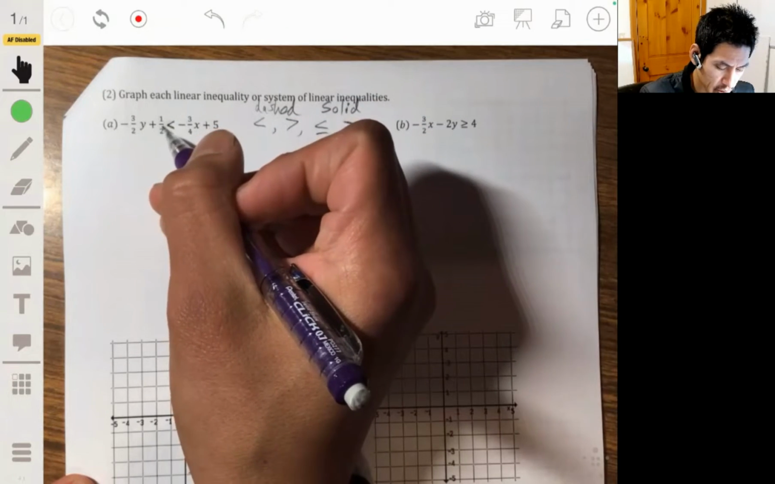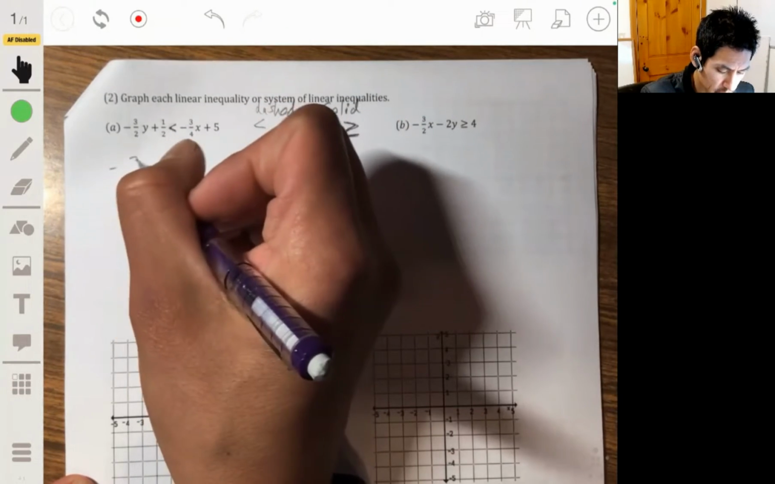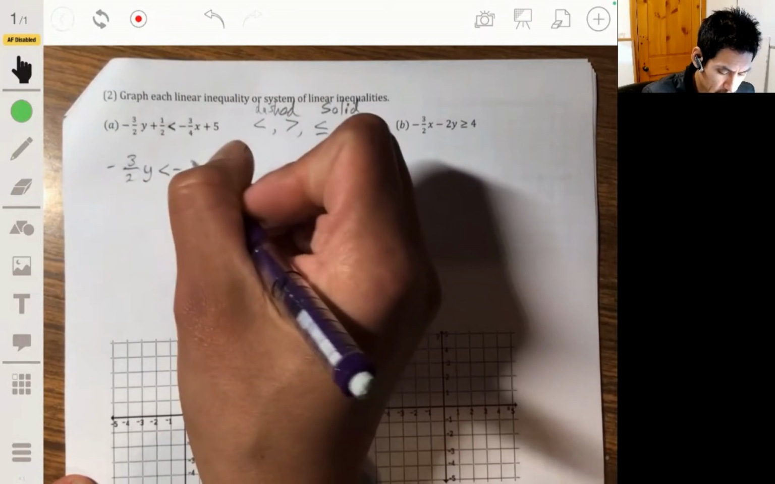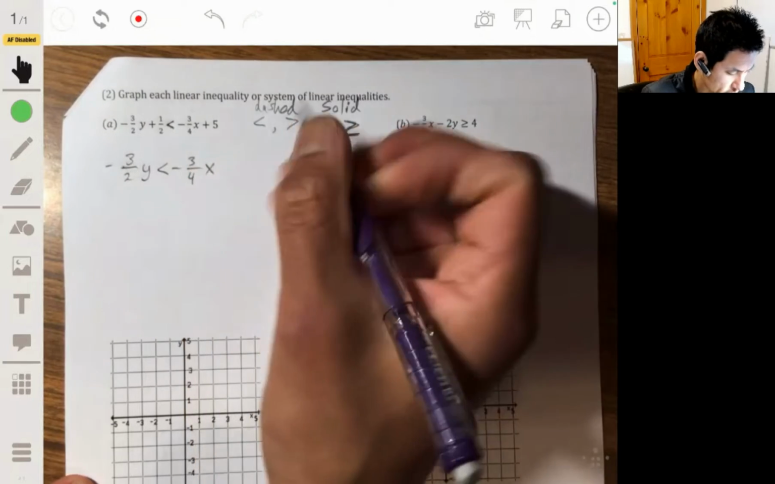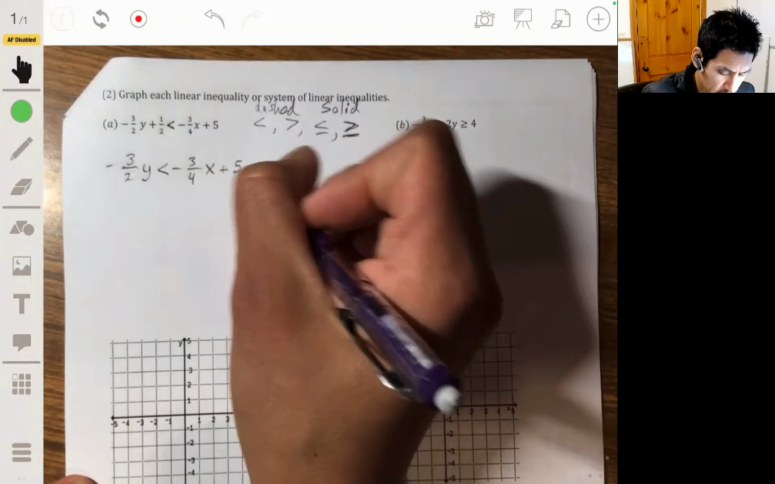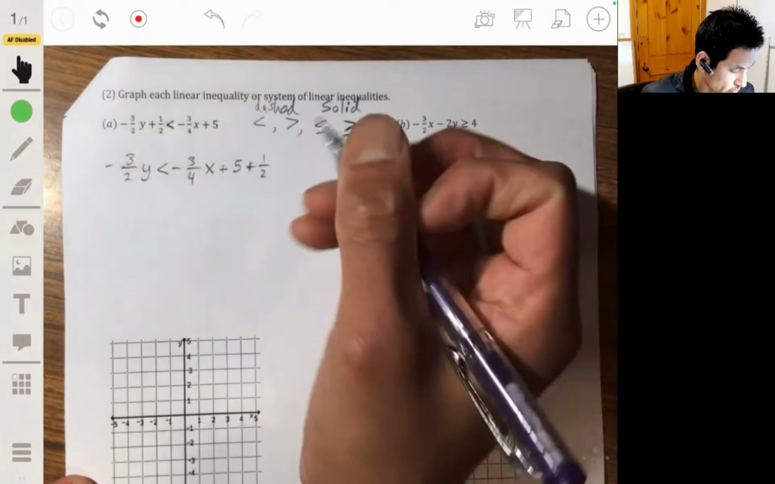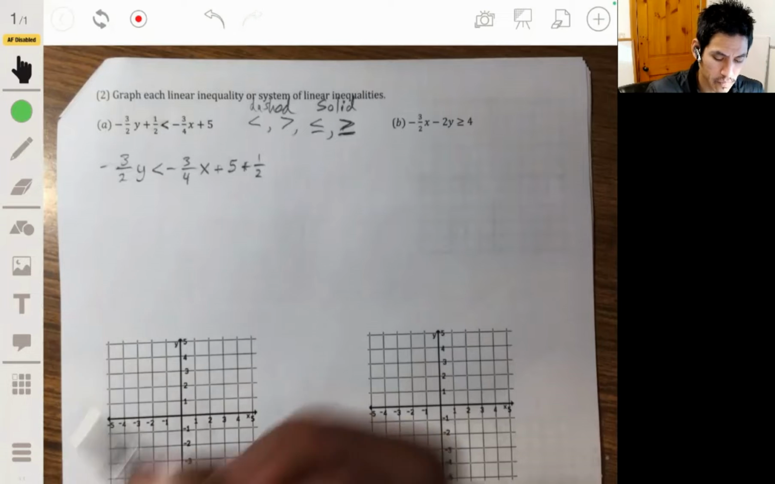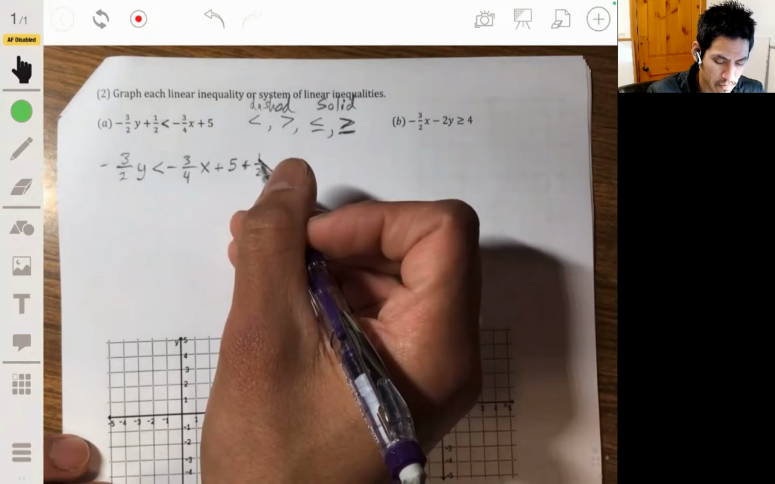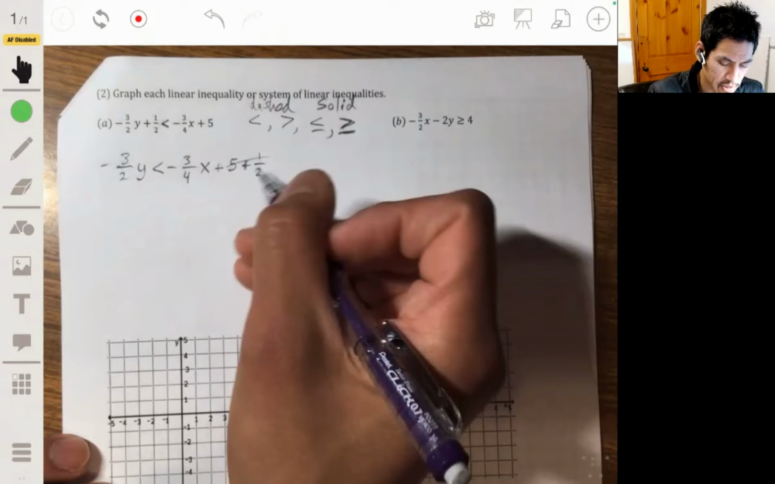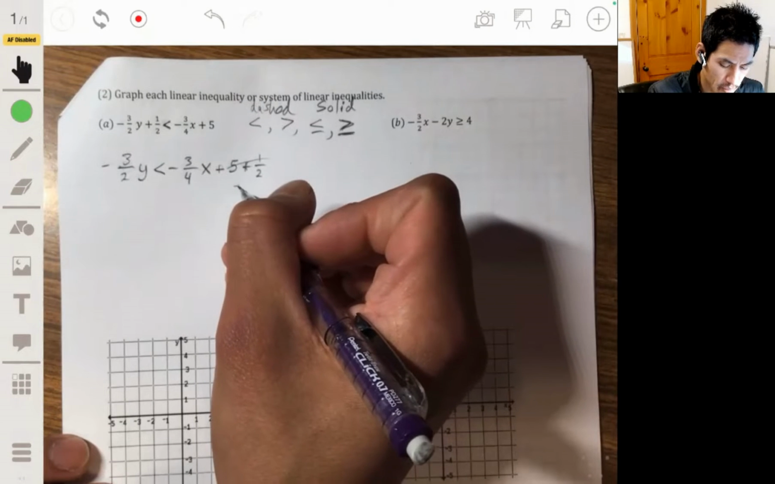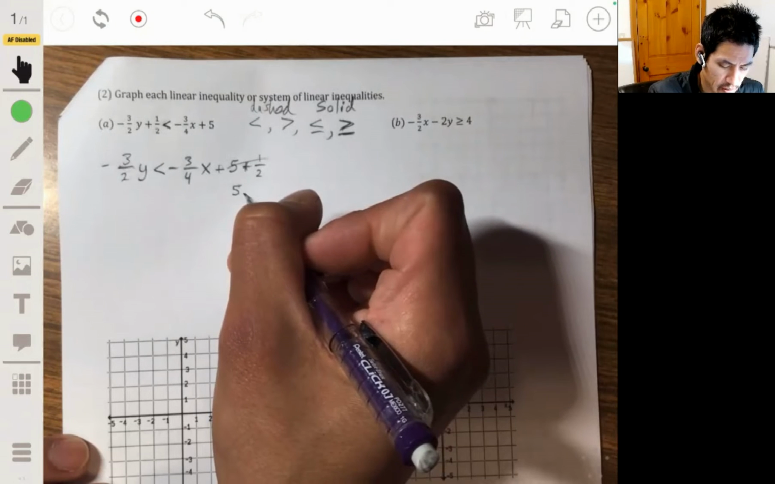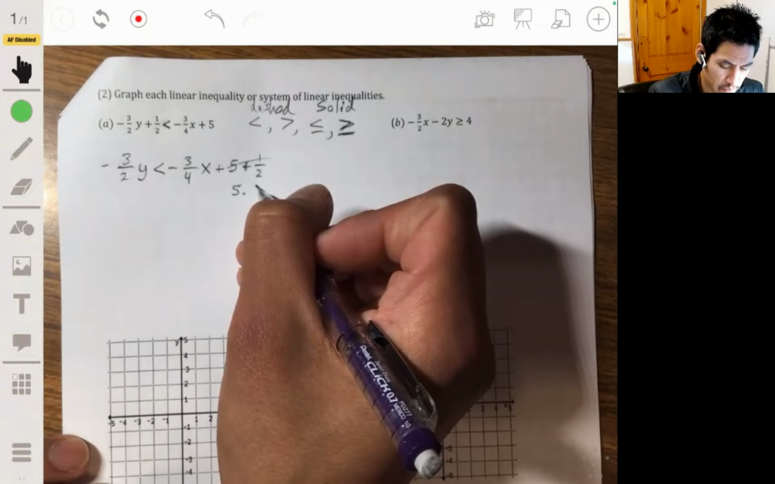So we're going to take away 1/2 from both sides. So we'll get negative 3/2 y is less than negative 3/4 x plus 5 plus 1/2. Now 5 plus 1/2, that's just like 5.5. Let's leave it at 5.5 for now.